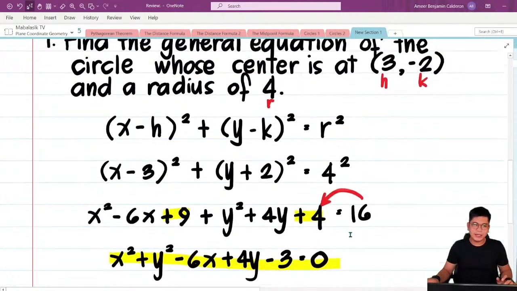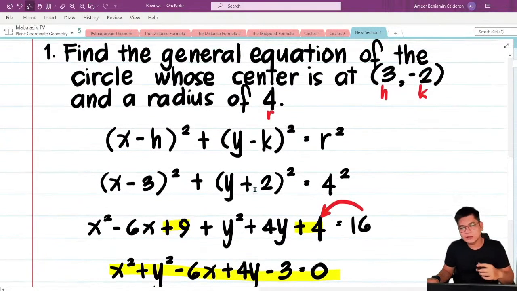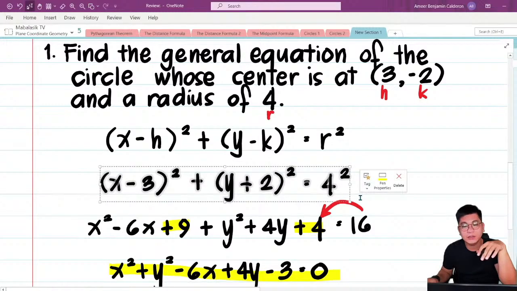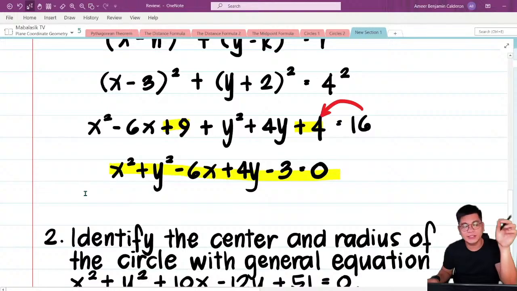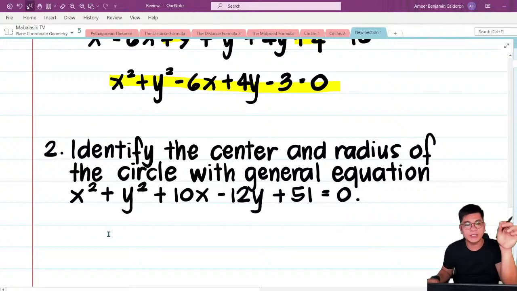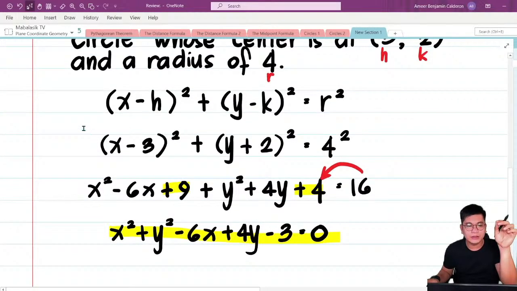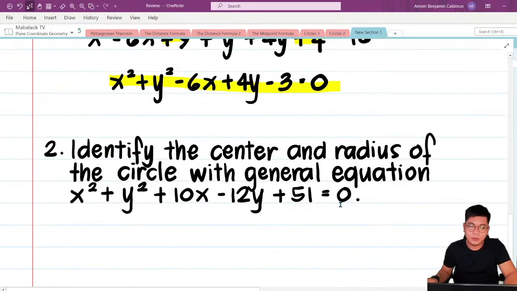This is somehow the reverse process of our first review example. If in our first review example, we have a center radius form and we transform it to the general equation or the general form, this time around, we have a general equation or a general form, and we will transform it to this standard form or center radius form. Because in our center radius form, the center and the radius are readily available. So we will do that.